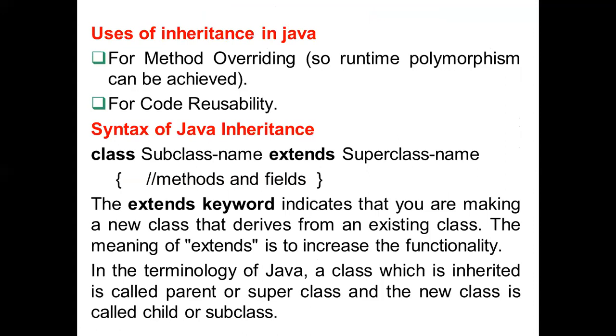Uses of inheritance in Java: method overriding. In the previous slide I talked about method overloading; next we are going to see method overriding. Inheritance in Java is mainly used for method overriding, so runtime polymorphism can be achieved. Method overloading is compile time polymorphism, and method overriding is runtime polymorphism. Next I'm going to discuss polymorphism in depth. The second use is code reusability.